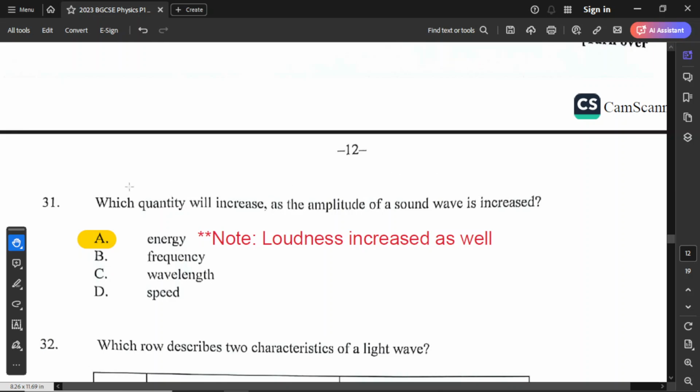Now, question number 31: which quantity will increase as the amplitude of a sound wave increases? That will be energy. Also note that loudness increases as well, because amplitude affects the loudness of a sound and definitely energy. Frequency affects pitch.